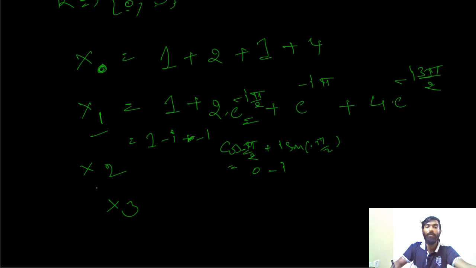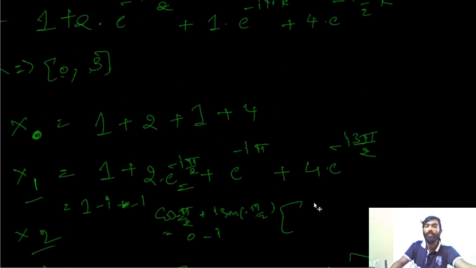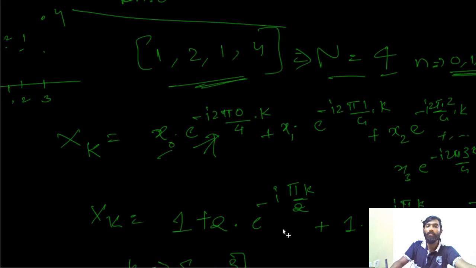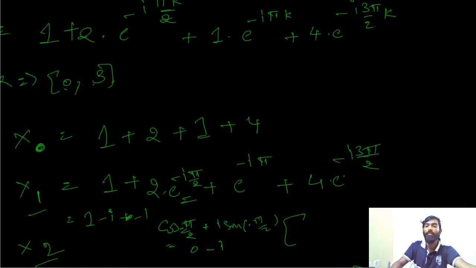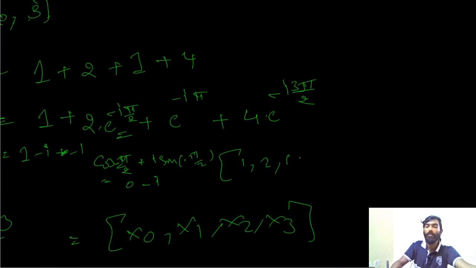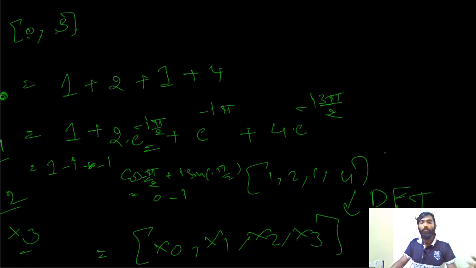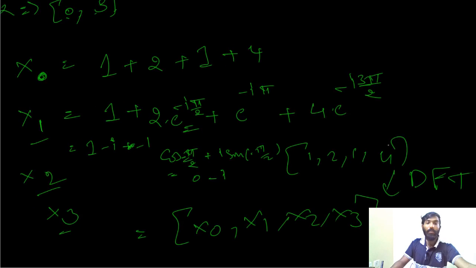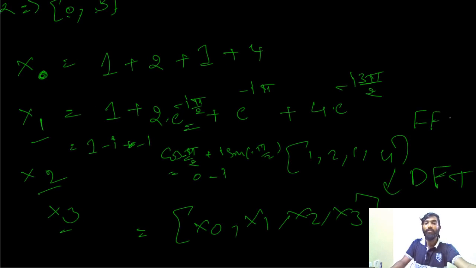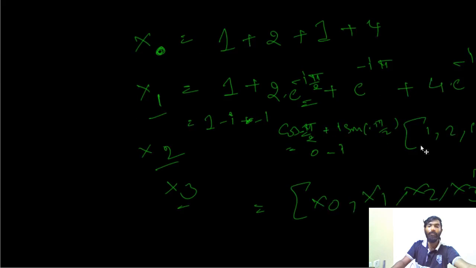So you have an X1, you have an X2, you have an X3. So what you have is an array of frequency domain values. What was your signal? 1214, right? So what you did is you converted 1214 into the frequency domain. This is actually the discrete Fourier transform that people talk about, and there are algorithms like the fast Fourier transform which can do this transformation very fast.